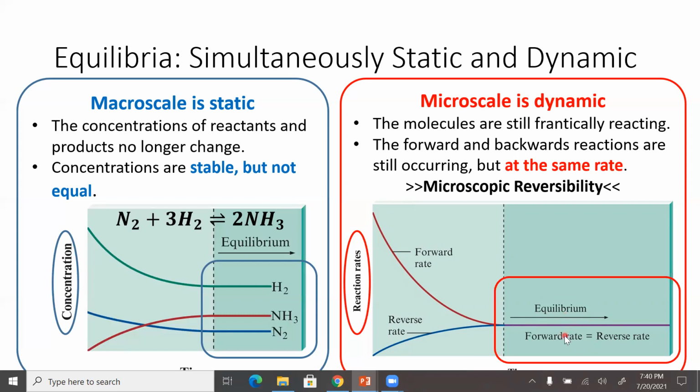But that doesn't mean the reaction stops. It's still going in the forward direction. It's still going in the reverse direction. It's just that their rates are equal, so the concentrations don't change anymore.